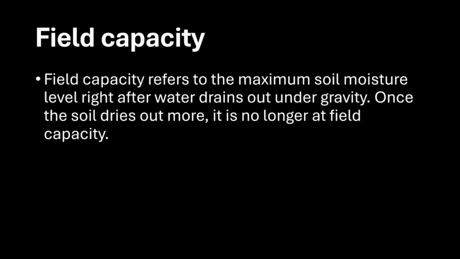Field capacity. Field capacity refers to the maximum soil moisture level right after water drains out under gravity. Once the soil starts drying out more, it's no longer considered field capacity.